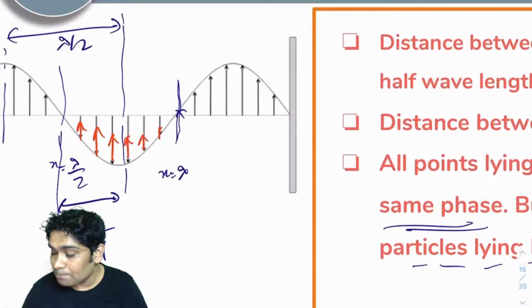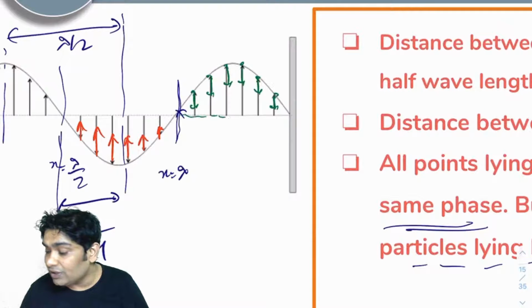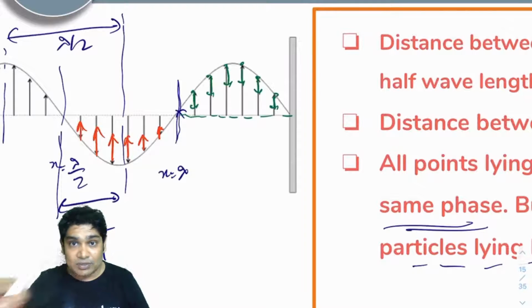Alright, and all these medium particles could be going down. So you realize all these guys will reach their extremes together. All these guys will reach their mean also together when the string becomes completely flat.